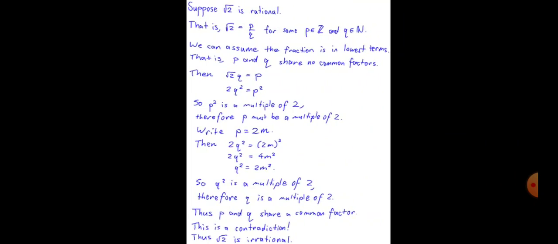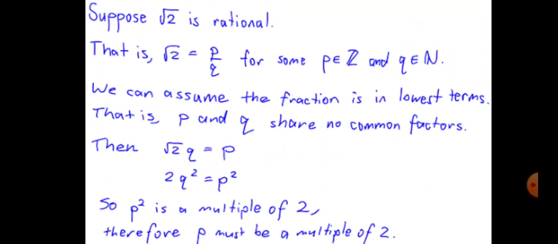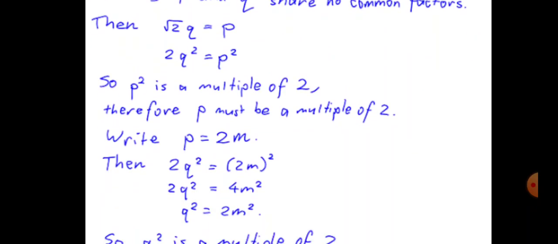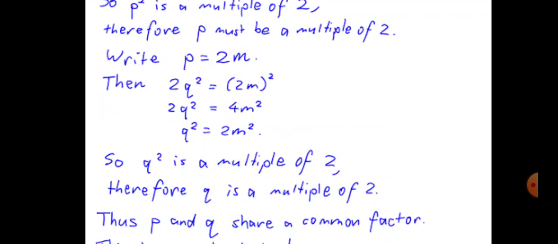Suppose just like this, the number is rational. Another way is to suppose that under root 2 equal to p by q for some p belongs to Z and q belongs to N. We can assume that the fraction is in lowest terms, that is p and q share no common factor. Then under root 2 q equal to p, 2q square equal to p square on both sides. So p square is a multiple of 2. Therefore p must be a multiple of 2. Write p equal to 2m.